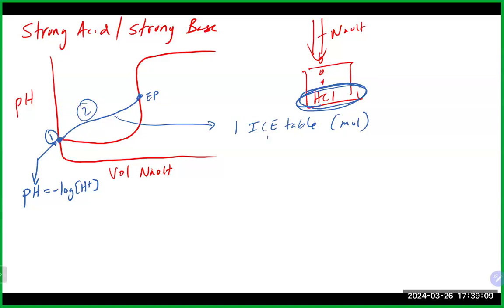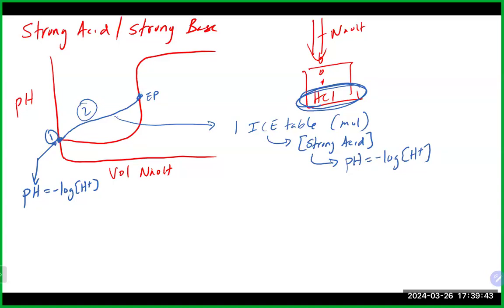So the point of this ice table is to figure out the concentration of your strong acid after it reacts with the amount of base that you added at that point. Once you do the ice table in moles, you should always get into the habit of converting it back to molarity after that first ice table using the total volume. You still have a strong acid, which means you can go into your pH equation, which is minus the log of the H plus concentration.